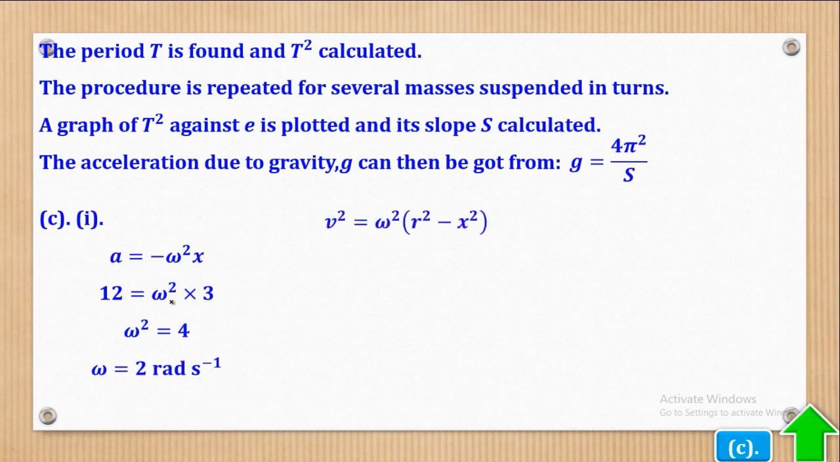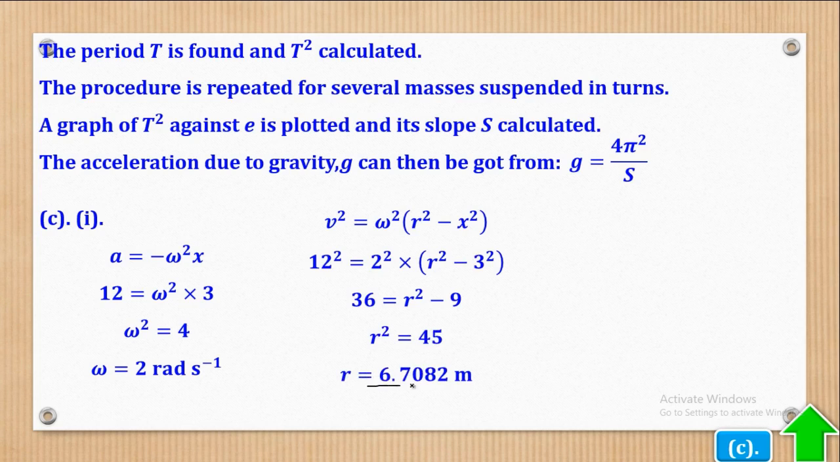Then you also know that v squared is equal to omega squared in brackets r squared minus x squared, where r is the amplitude, omega is the angular velocity, and x is the displacement from the equilibrium position. Therefore, you shall come and substitute. Velocity was that, angular velocity we have got it as that, r we don't know, and x is 3. Therefore, I have only one unknown, which is r. Therefore, when I make it the subject, r will be 6.7082 meters, and that is the amplitude. So now we shall go to Roman 2.